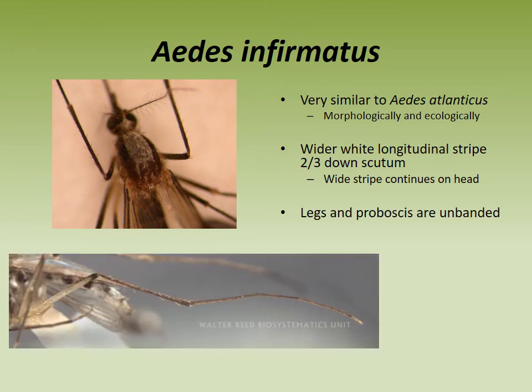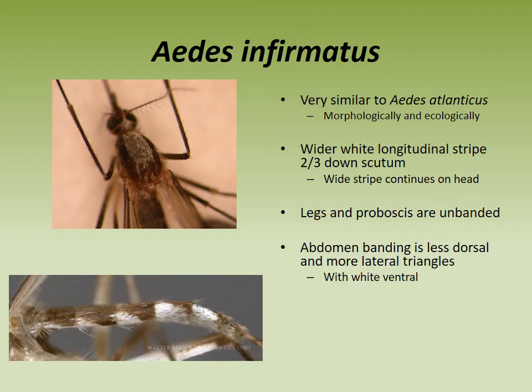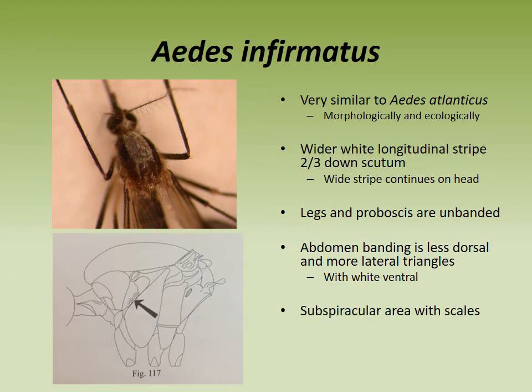Again, there are no leg bandings or head or proboscis bandings, just like atlanticus. And the abdomen banding is very similar as well to atlanticus, where the dorsal side has no white scales, the ventral side has these triangles, and then all white on the lateral portion of the abdomen has the triangles, and then the ventral side of the abdomen will be all white.